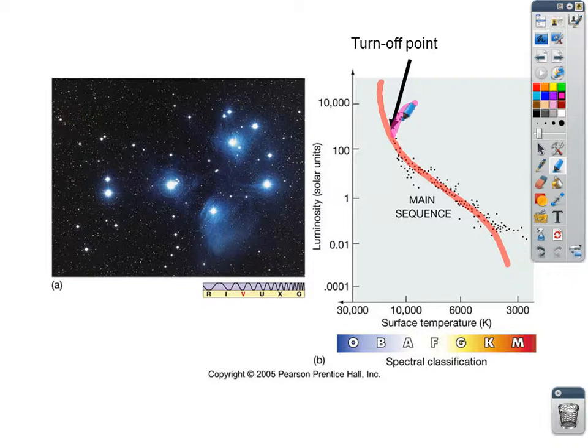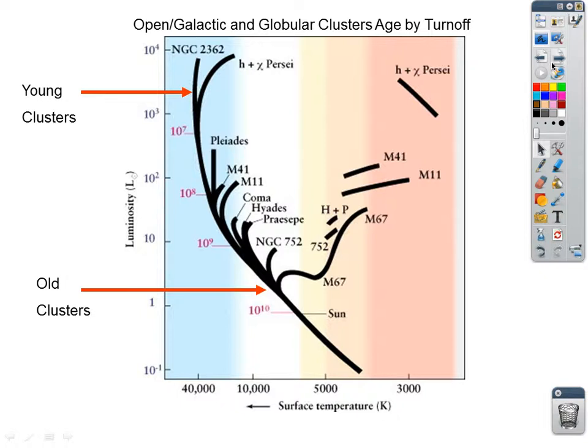So the turn-off point is quite high. So therefore, if it's a high turn-off point, what can we classify or say is the age of this cluster? It's relatively young. Okay. Going forward. This is a composite Hertzsprung-Russell diagram which shows a lot of clusters around the place and their turn-off points.